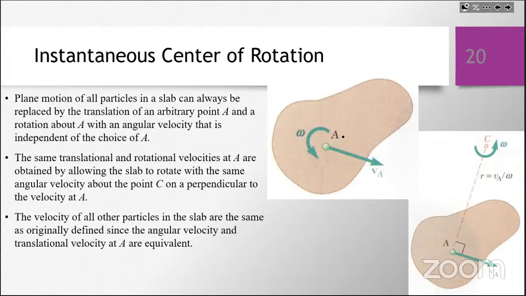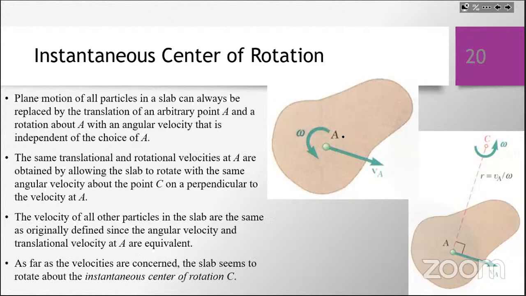The velocity of all the particles in the slab are the same as originally defined. Its angular velocity and translational velocity at A. So we're just saying, hey, if you were standing here at this instant in time, it would look like a perfect rotation around you, right? And VA would tell you what to do, based off of that distance that you are away. As far as the velocities are concerned, the slab seems to be rotating about the center of rotation.